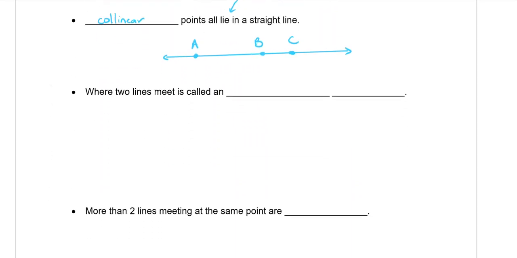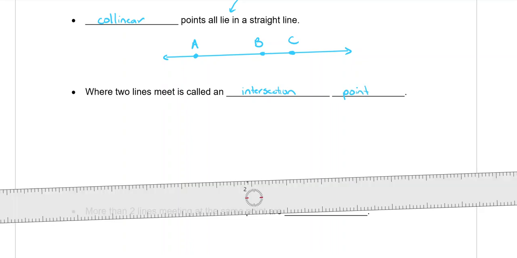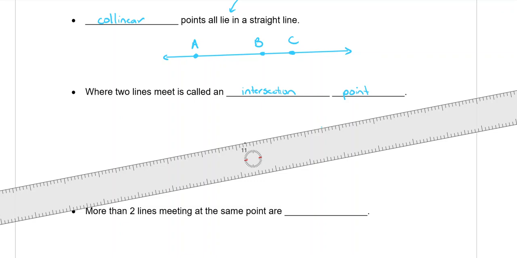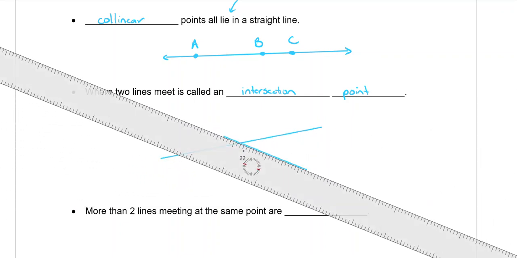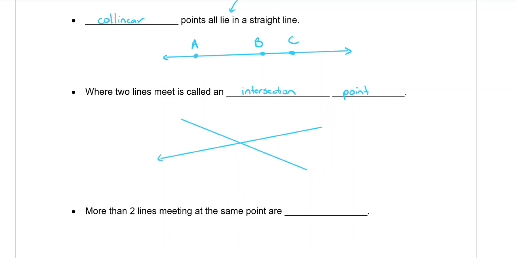Where 2 lines meet is called an intersection point. Okay, so I might just have one line going this way, move the ruler a bit, another line going the other way. So put some arrows on there. And this point in the center we call the intersection point or point of intersection.